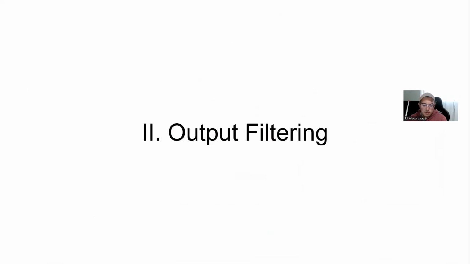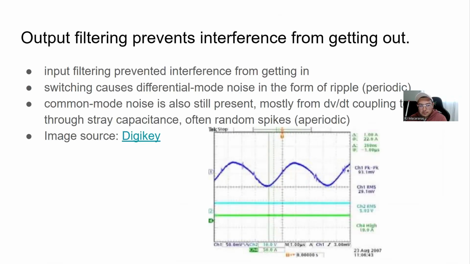All right, so then jumping into output filtering. As mentioned before, output filtering prevents interference from getting out. This is a little bit different than input filtering, right? With input filtering, we're preventing the interference from getting into our DC to DC converter.